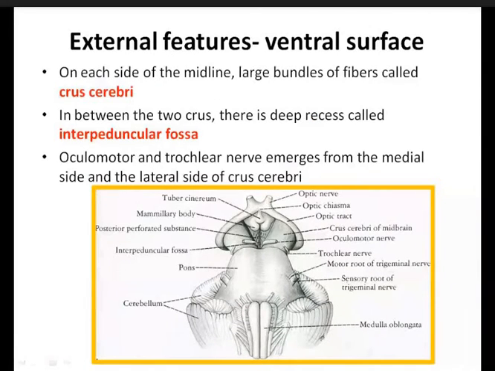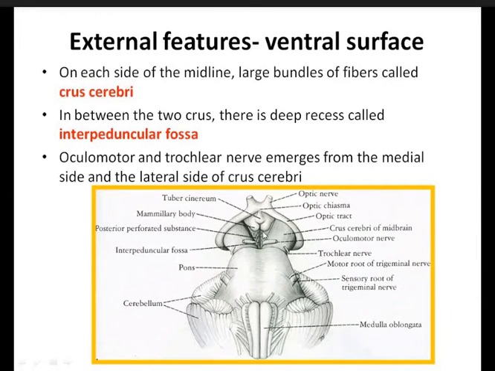The external features in the ventral surface: on each side of the midline, large bundles of fibers can be seen. They are the crura cerebri. Here we can see the right and the left crura cerebri of the midbrain, the bundles which are on each side of the midline. And in between these two crura cerebri, here we can see the depression.